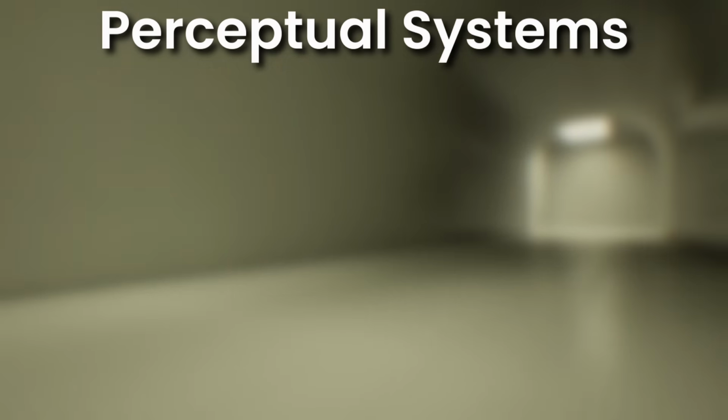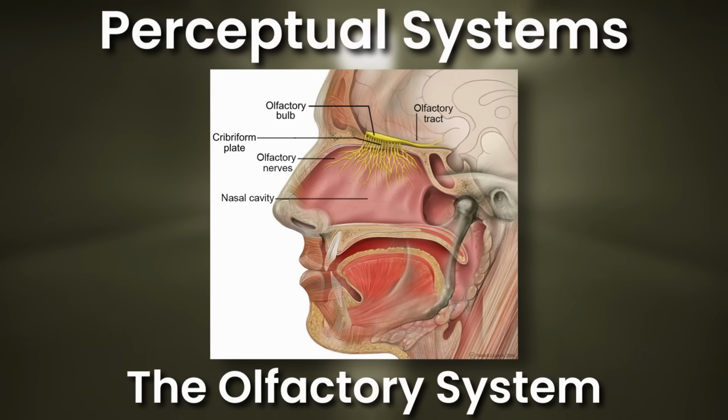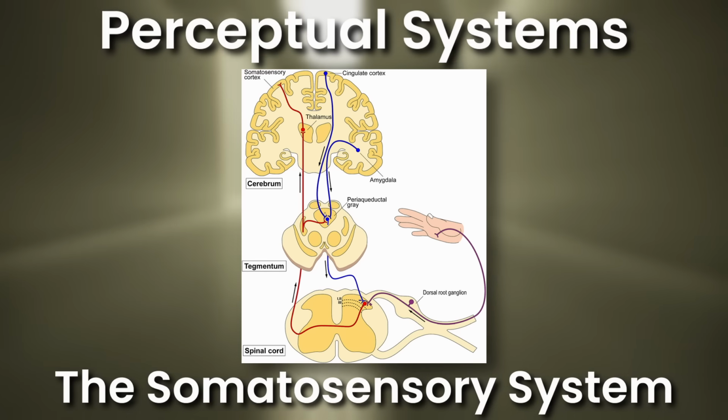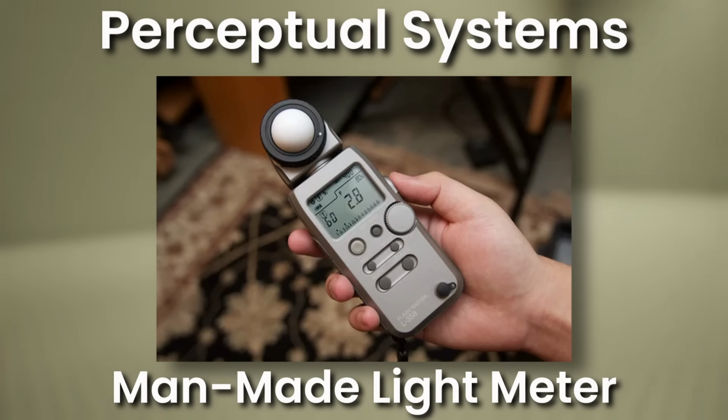These systems include the visual system, the auditory system, the olfactory system, the somatosensory system, a sonar/echolocation system, a man-made light meter, or a man-made motion detector. To me, the null zones seem to let in limited audio and visual information, and I believe that the accuracy and amount of information that is let in is dependent on the size and stability of the null zone.